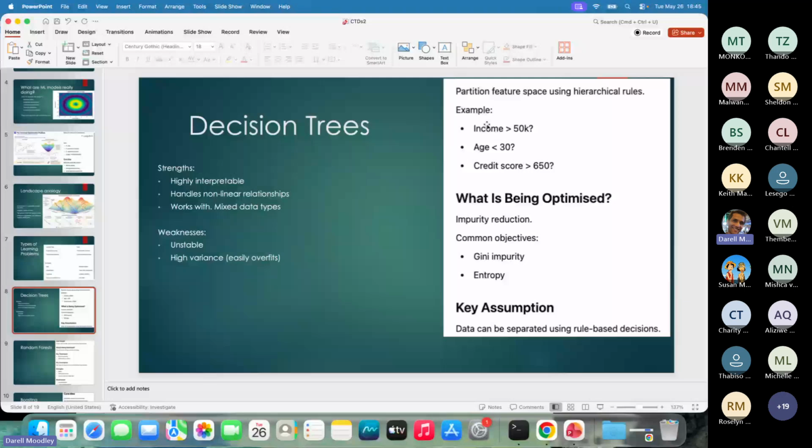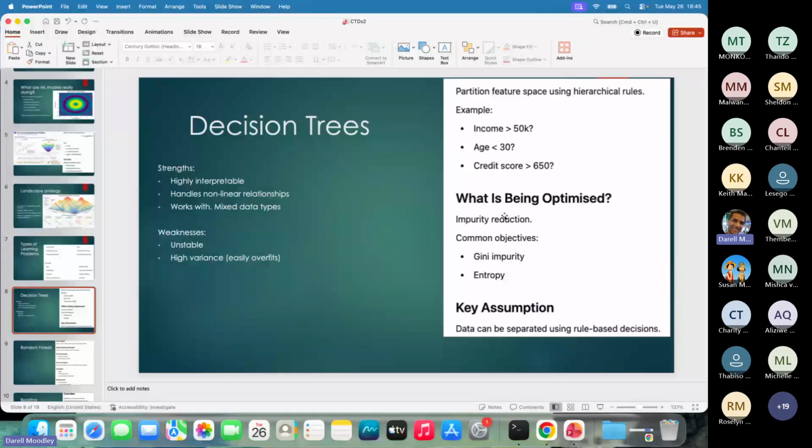It's like if your income is greater than 50K and if your age is less than 30, then your credit score is 650, right? So based on these two variables on the top, you're predicting a target variable where your credit score is a certain value, right? So that's what we mean by hierarchical rules. It's just if statements, right?